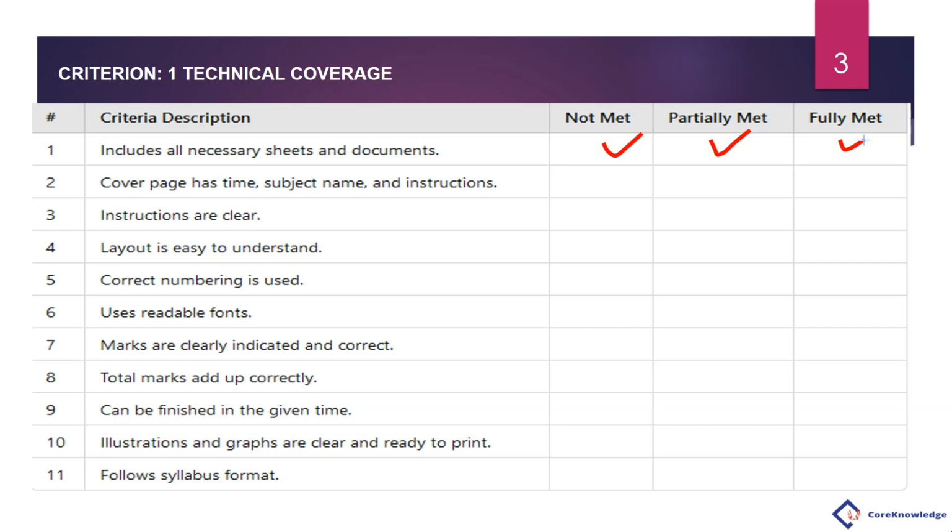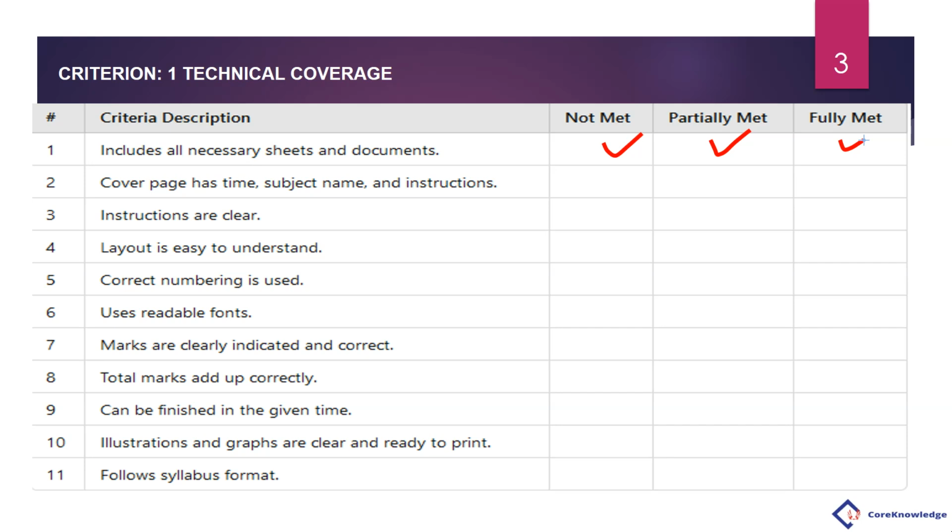This is the same thing. Go to the cover page with instructions, look at those instructions, and see anything with time, subject name, and clear instructions about the sections. Make sure you identify that as a moderator. If instructions are clear, indicate that.